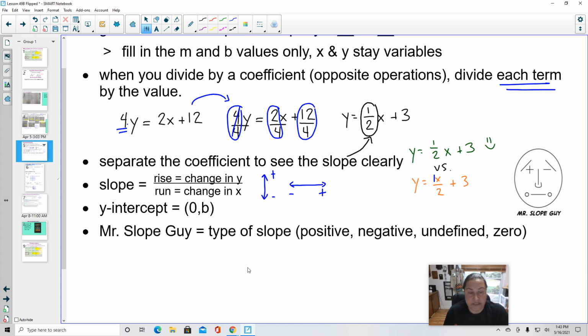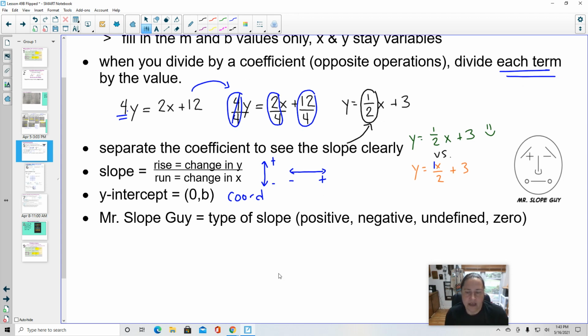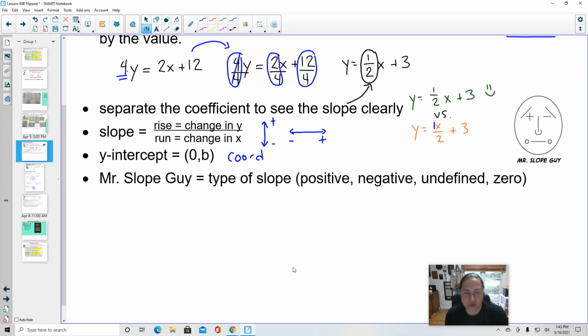The y-intercept tends to be a coordinate, so you want to write it as such. Your x value is always going to be 0, so it's 0 and b, whatever b is, as your y-intercept. And then keep in mind, Mr. Slope Guy, that tells you the type of slope: positive, negative, undefined, or 0.